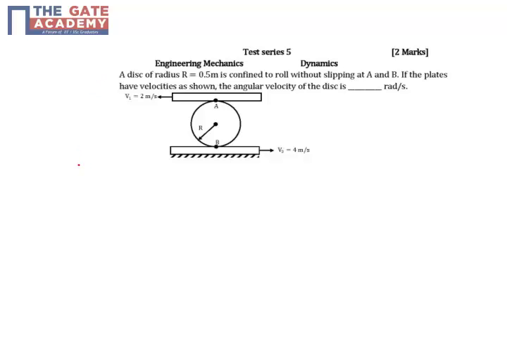Let us discuss another question from engineering mechanics. Here you have a disk which is kept between two horizontal rails, and it is known that these rails have velocities as given. So now, because of this, this disk is under plane motion.